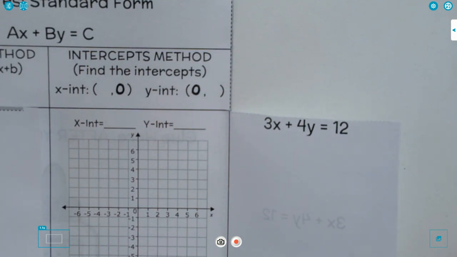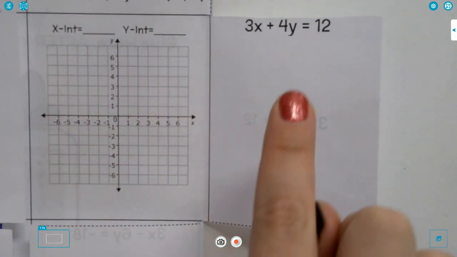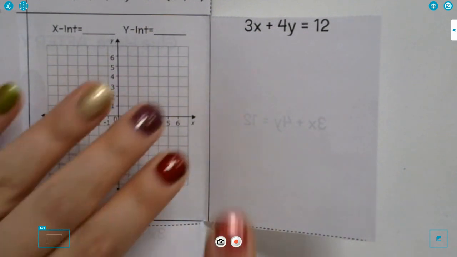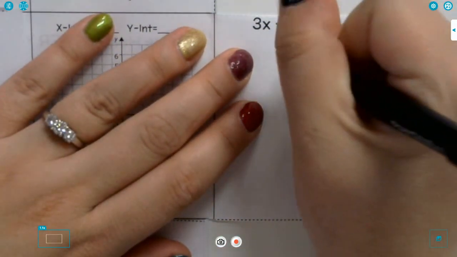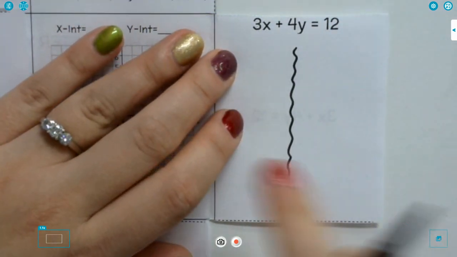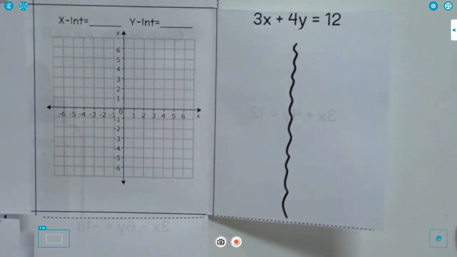So to do our intercepts, what we are doing is we are plugging in zeros for one variable and then the other, and then we're solving. So the first one that we're going to do, I'm going to show you all of the steps on this one, and then I'll show you that you don't have to write this all down. First thing I'm doing is separating my workspace into two areas because I'm going to find two intercepts.